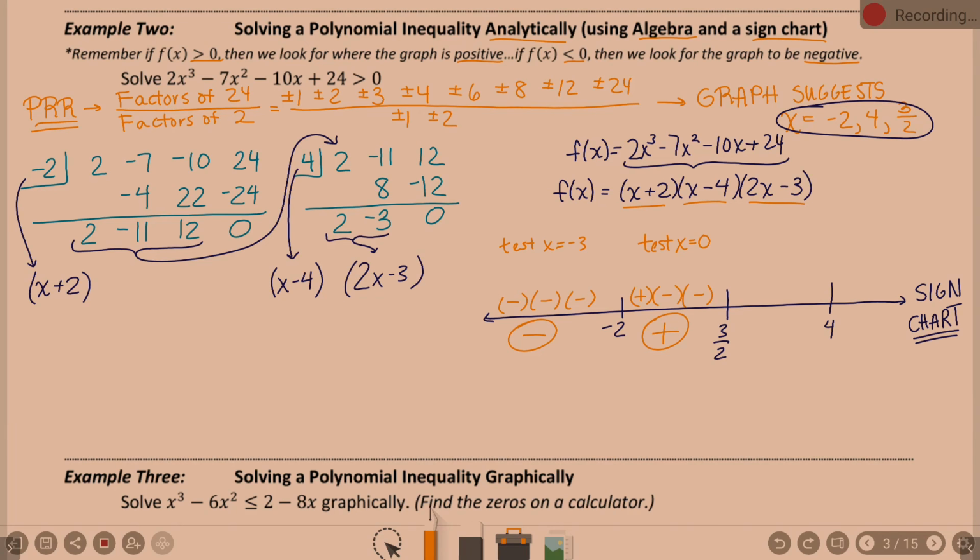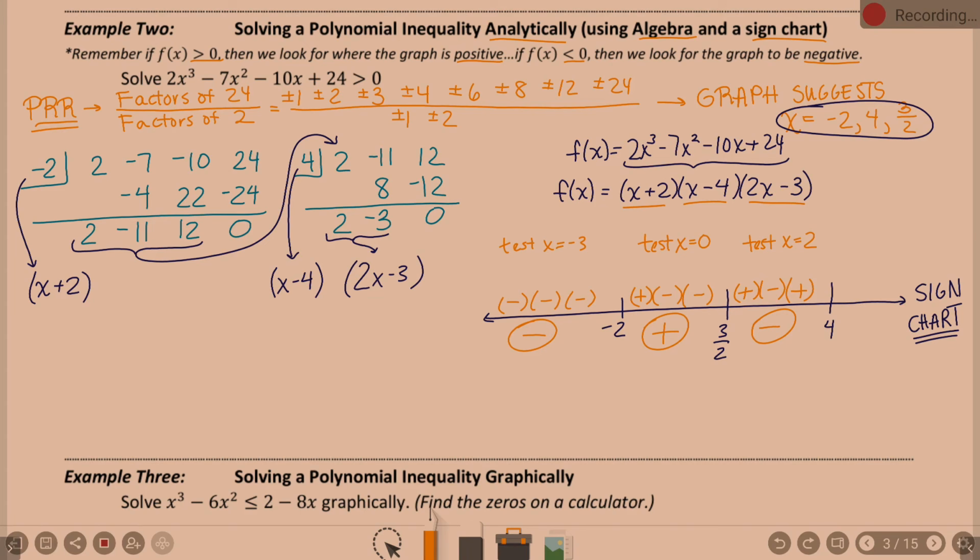Okay, keep going. Pick a value between 3 halves and 4. Pretty much 2 or 3 if you want to use a whole number. So, let's see. I know 2 plus 2 is positive. 2 minus 4 is negative. 2 times 2 minus 3 is positive. Positive times positive is a negative.